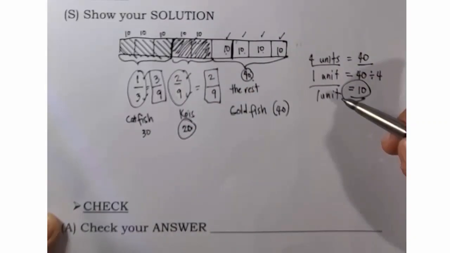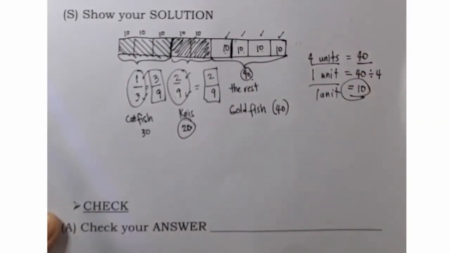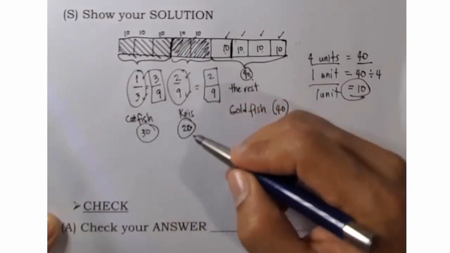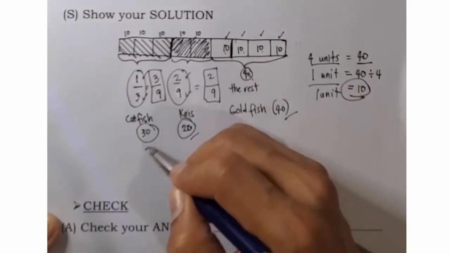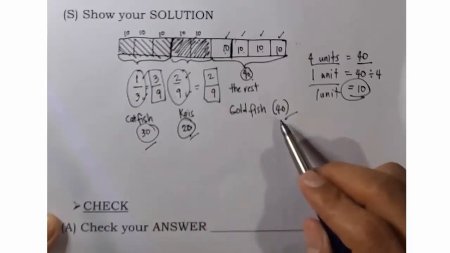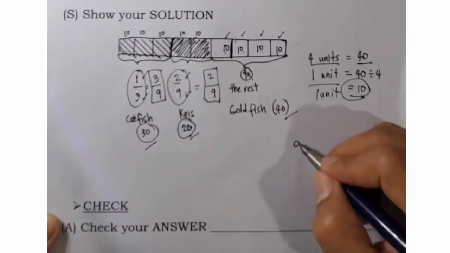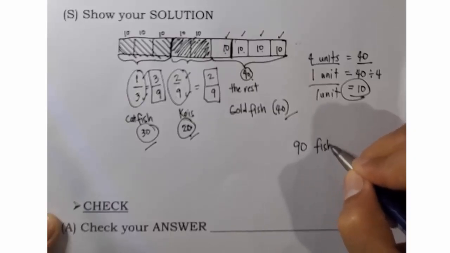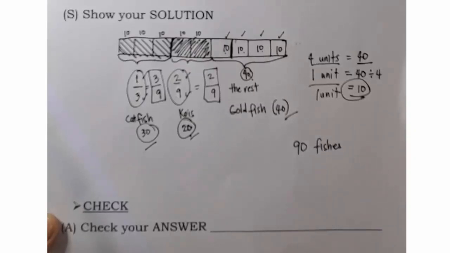So, I think this time, this would be easier for us to determine the number of fishes in the tank. Through this model, it shows na ang number of fishes natin is 30, 20, tsaka 40. So all in all, 30 plus 20, that is equal to 50, plus 40, that is equal to 90. So that is 90 fishes. So our answer is 90 fishes.